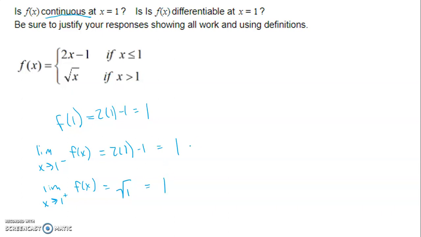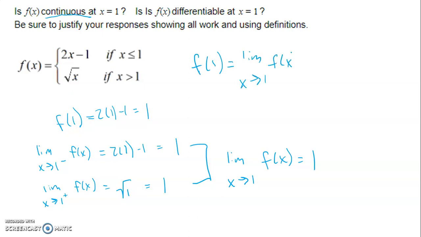Since these two pieces are the same, that means that the limit as x approaches 1 of f of x is equal to 1. And then since f of 1 is equal to the limit as x approaches 1 of f of x, which is equal to 1, that means that it is continuous. Now, on a test, what we're looking for is the limit notation from both sides to show that they're equal, and then showing that the limit is equal to the value of the function. So this is the type of work you would be expected to show on a test.